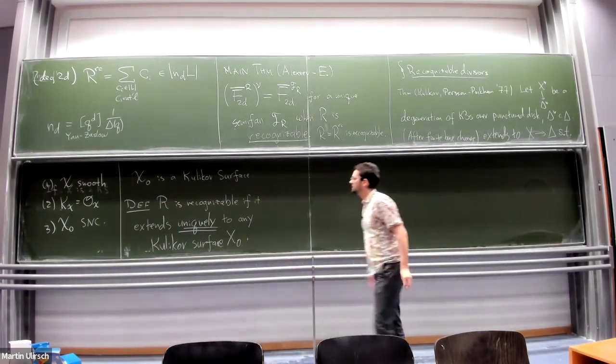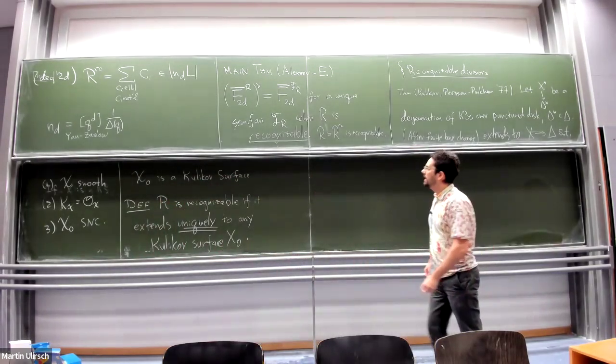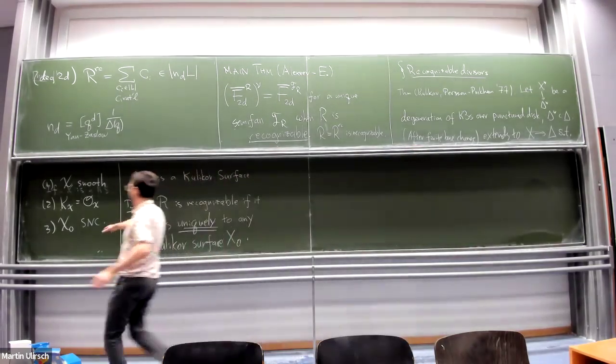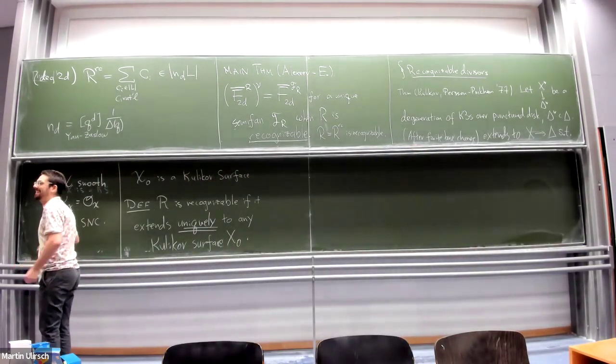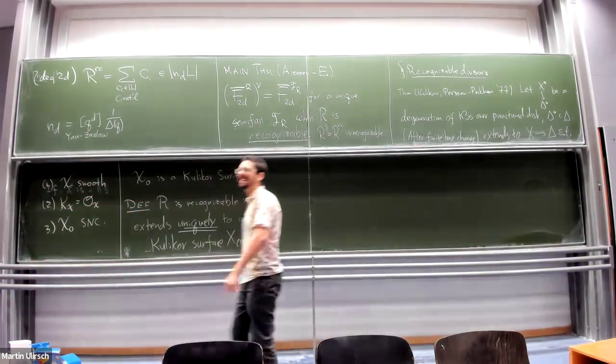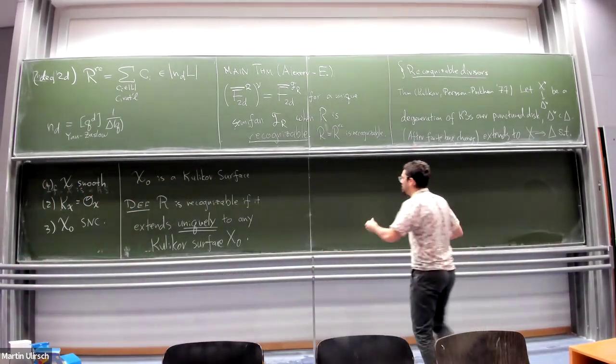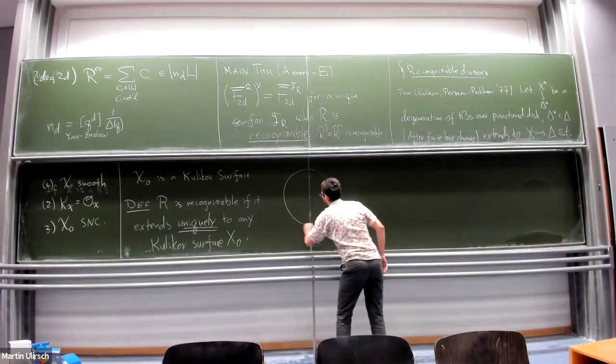Do you recall the definition of a Kulikov surface? Oh, it's the central fiber of a Kulikov model. Okay, so let me draw a picture. Yeah, that's not very helpful. I'm sorry.